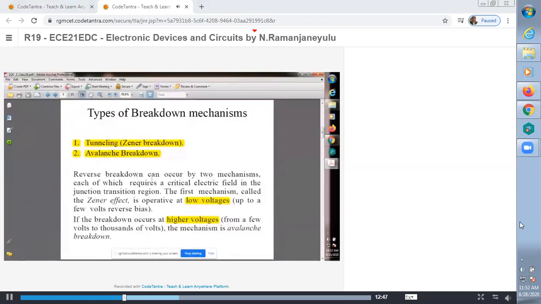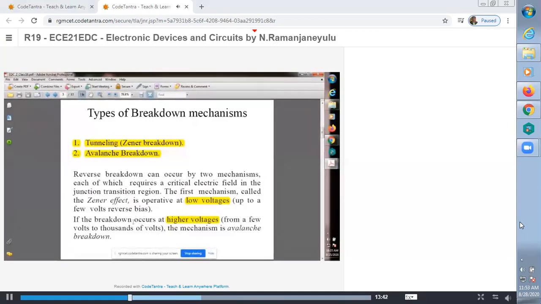Reverse breakdown can occur by two mechanisms, each of which requires a critical electric field in the junction transition region. The first mechanism is called the Zener effect. It is operative at low voltages, up to a few volts of reverse bias only. Remember, the Zener effect occurs at less than 10 volts, you can say.